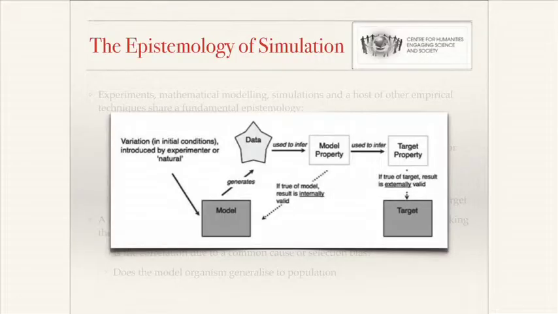Just to give you a picture here, this is just what I said. So you choose a model. The model is meant to represent, to stand in for, the target. You introduce a variation. The variation produces some data. You use those data to infer a model property, or some statement about a model property, which you can then use to infer a target property.